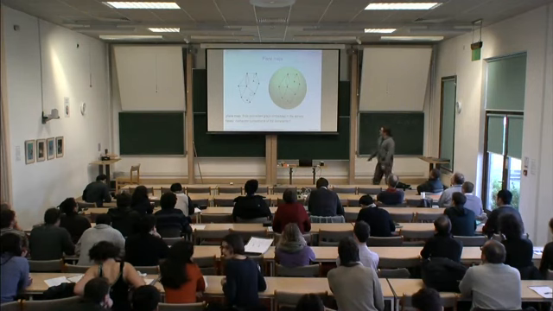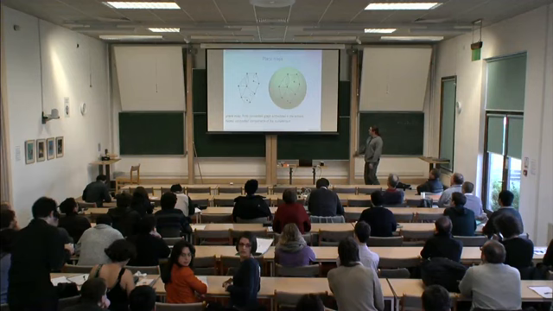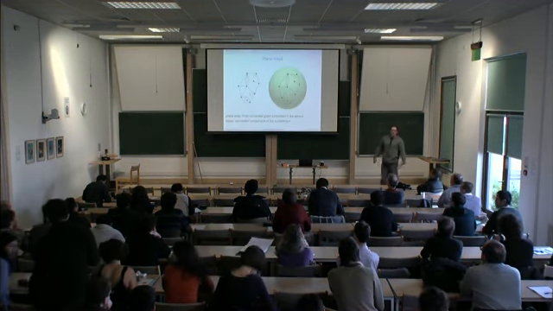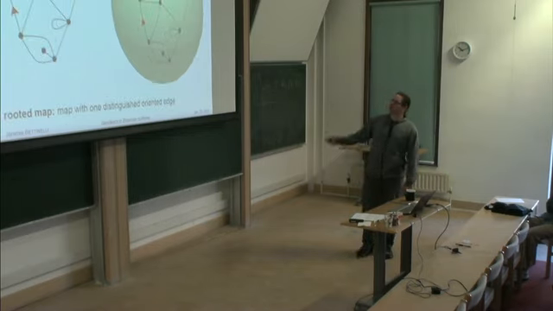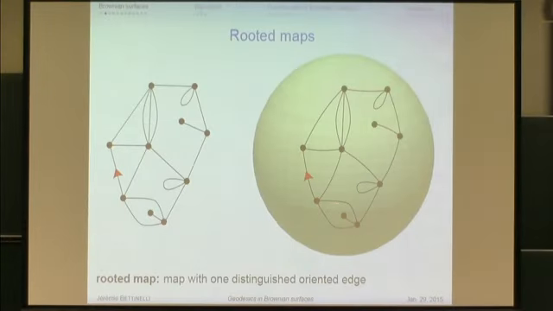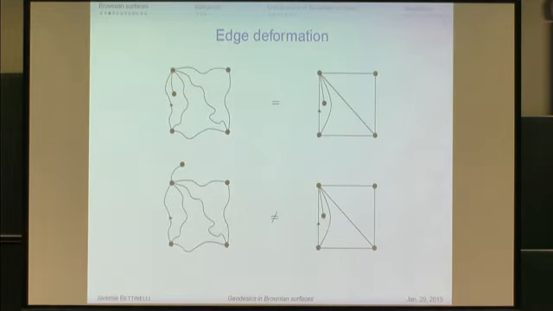So I'm going to recall the story about the Brownian map in a few slides. So first, recall that the plane map is what Jason just explained. It's a connected embedded graph in the sphere, and it would be very useful to consider actually rooted maps, meaning that one of the oriented edges is distinguished and called the root. These are considered up to edge deformation. Another way to see the maps is as the gluing of polygons: you glue polygons along the edges, and you obtain the sphere.